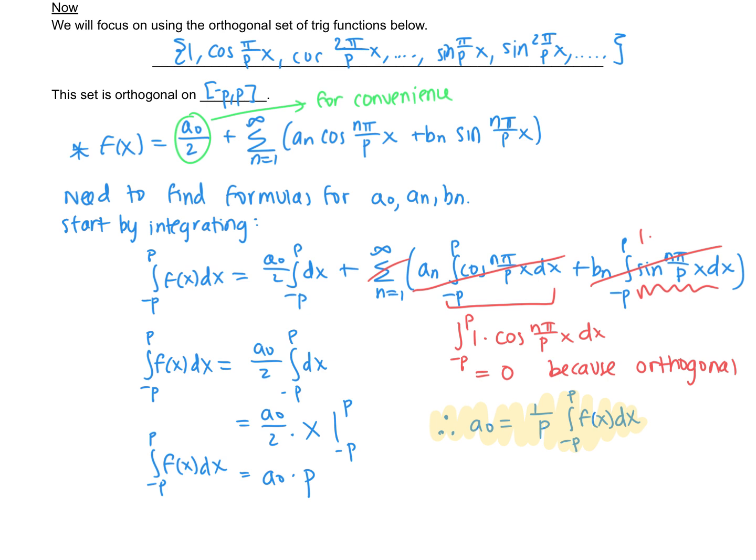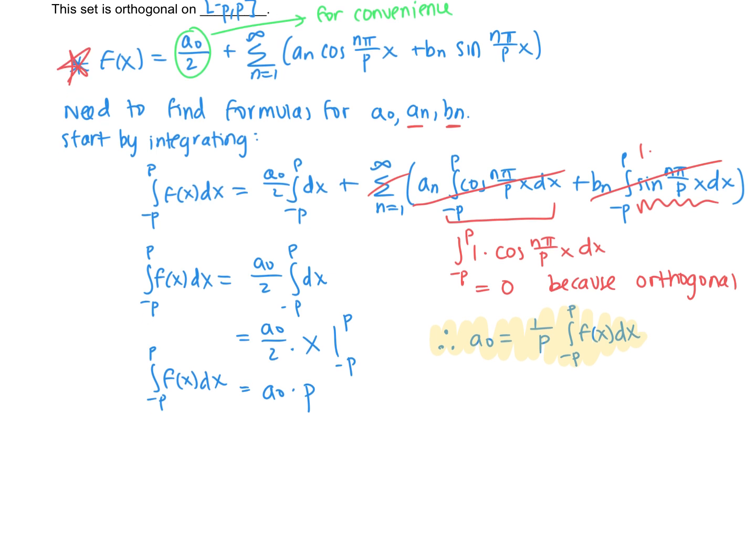So then, of course, we still have to find formulas for a of n and b of n. So what we're going to do next is return to the formula that we have above that I just starred.